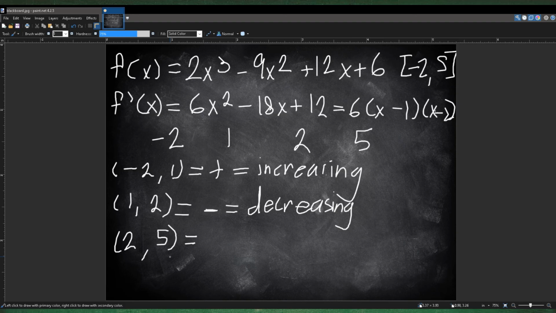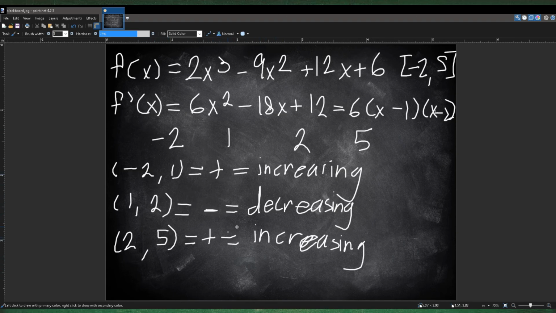Okay, now let's do 2 to 5. Let's choose a number between there, say 3. If we plug 3 into x minus 1, we get 2, and if we plug 3 into x minus 2, we get 1. So a positive times a positive times another positive is positive. Since it's positive, that means it's increasing. If it's positive, it's increasing. If it's negative, it's decreasing.